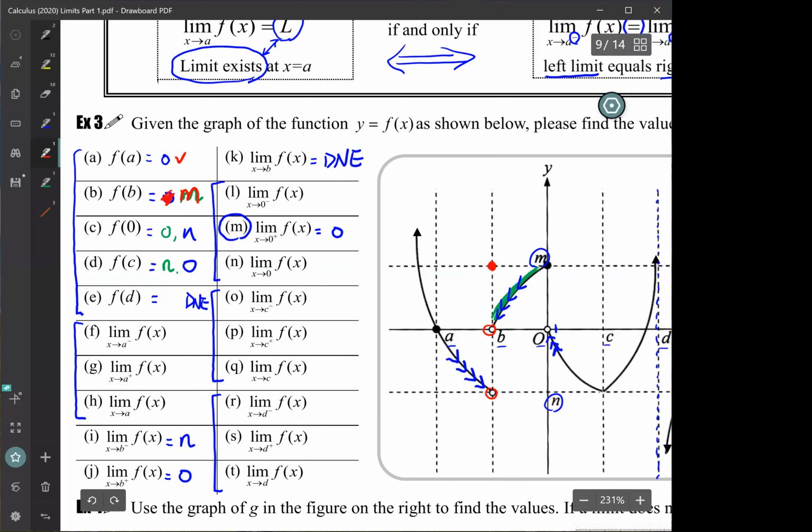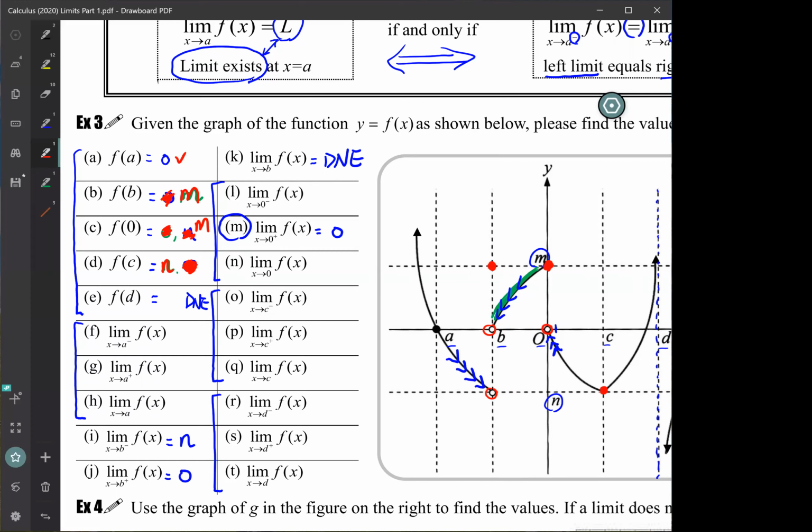Okay, so now this one. You're looking for the Y value, and the Y value only happens at M. And similar for F of 0, means x is 0. When x equal to 0 is empty here, right? The point is up here. So answer should be M. Okay, so now these two. F of C, the Y value is down here. So answer should be N.